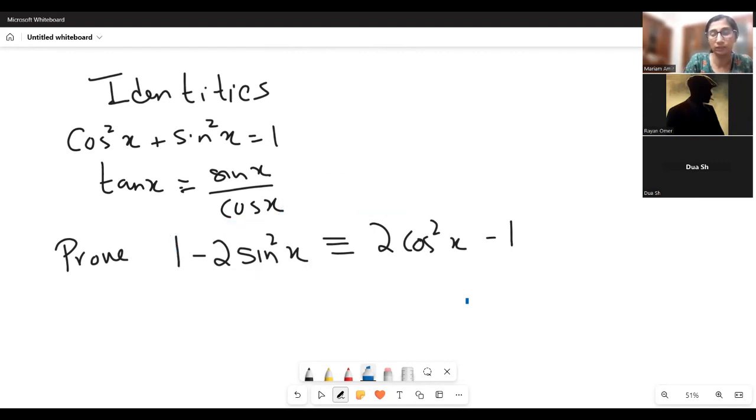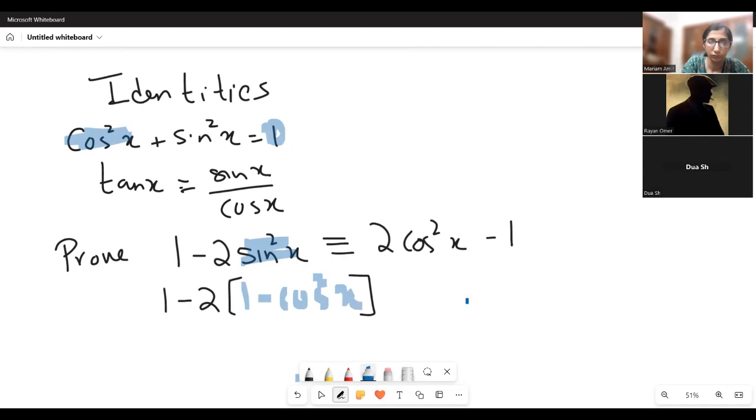So now we can see that the given side that I'm starting with has sine square x and the other side has cos square x. So I know how to change this into cos square x. I'll use 1 minus 2 brackets, and instead of sine square x, I'm writing 1 minus cos square x. So that gives us 1 minus 2 plus 2 cos square x. So that's 2 cos square x minus 1.